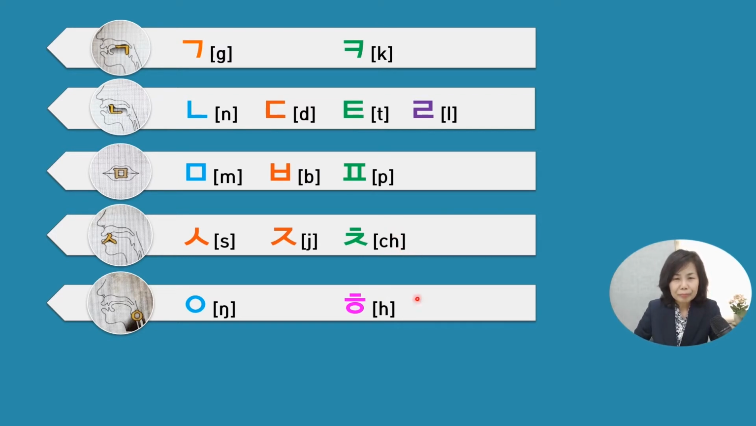And please look at this. The pink 흐 at the bottom. 흐 is not classified because it is recognized as sometimes plain, sometimes aspirated, according to the scholars. And the blue ones, n, m, ng, are also not classified because they are nasal sounds. Like that, the purple l is a liquid sound.